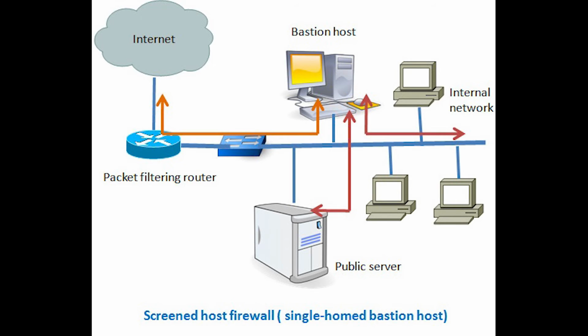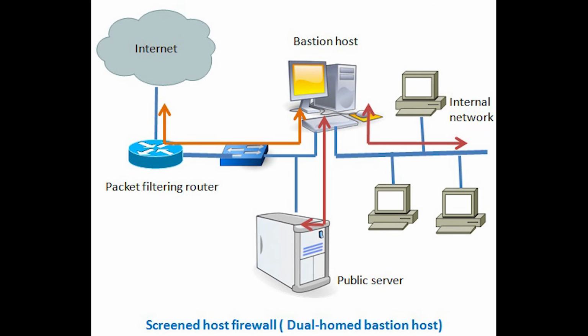This type of configuration can have a web server placed in between the router and the bastion host in order to allow the public to access the server from the internet. The main problem with a single home bastion host is that if the packet filter router gets compromised, the entire network will be compromised. To eliminate this drawback, we can use the dual home bastion host firewall system, where a bastion host has two network cards. One is used for internal connection and the second one is used for connection with the router. In this case, even if the router got compromised, the internal network will remain unaffected since it is in a separate network zone.